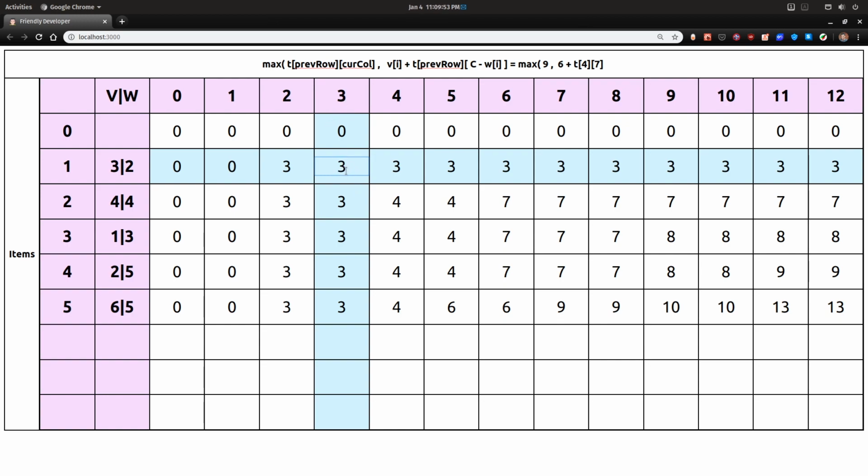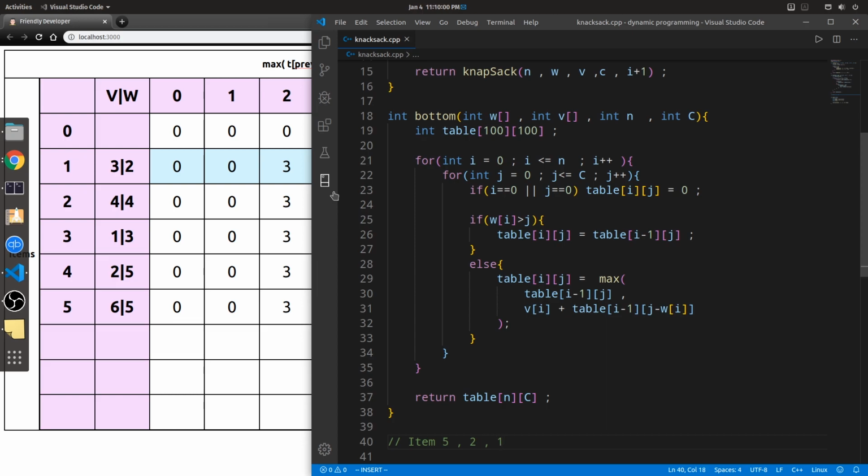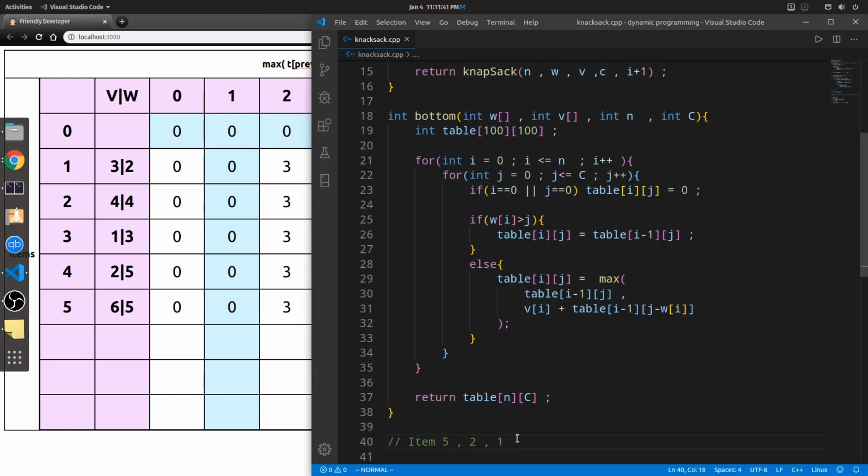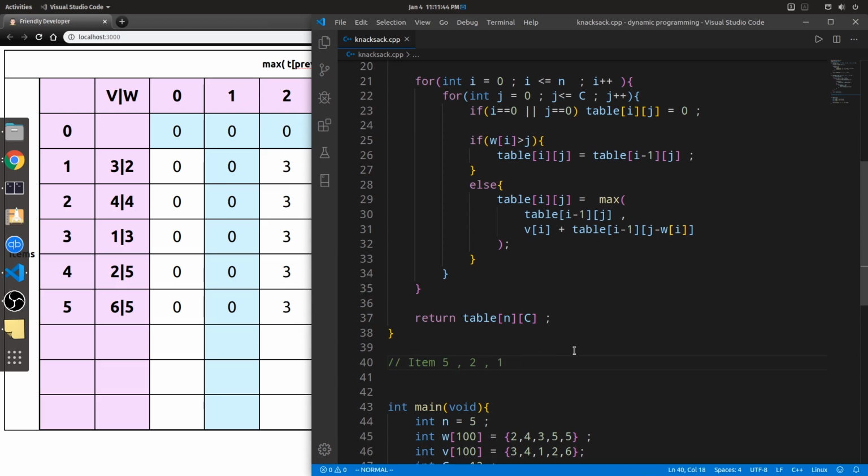Here you can again see 3 and 0 are not equal. That just means we have included item number 1. By including it, we decrease the capacity from 3 to 3 minus 2. 3 minus 2 is 1. So we reach here. Here the value of the cell is 0. That means the maximum value at that point is 0 itself, so there are no more items that are added. So this is the solution that we get. Items 5, 2 and 1 are included.